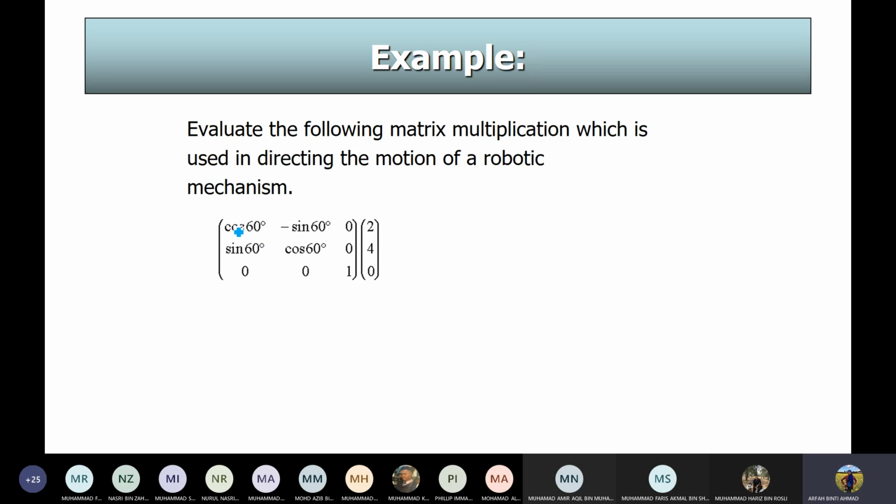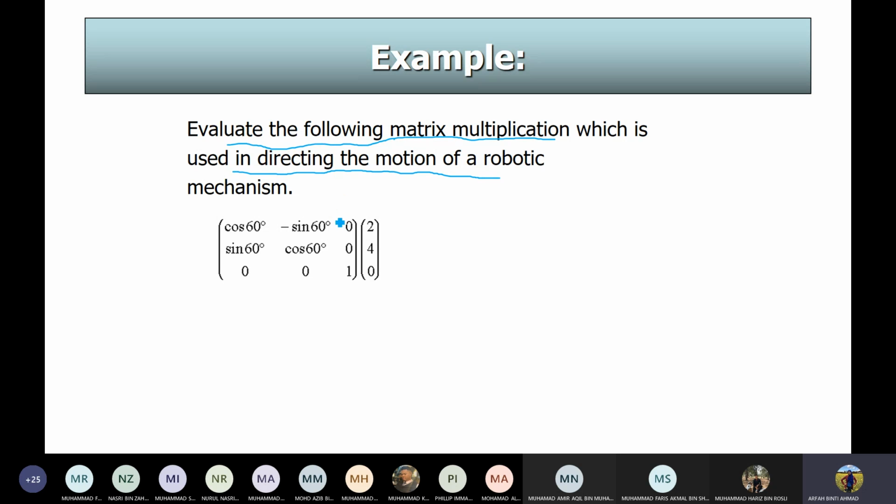You do an experiment, move it, let's say for this one we are focusing on the arms of the robots. So move sin 60, cos 60. Its location changes to 2, 4, 0. So the question is simple. Evaluate the following matrix multiplication, which is used in directing the motion of a robot.